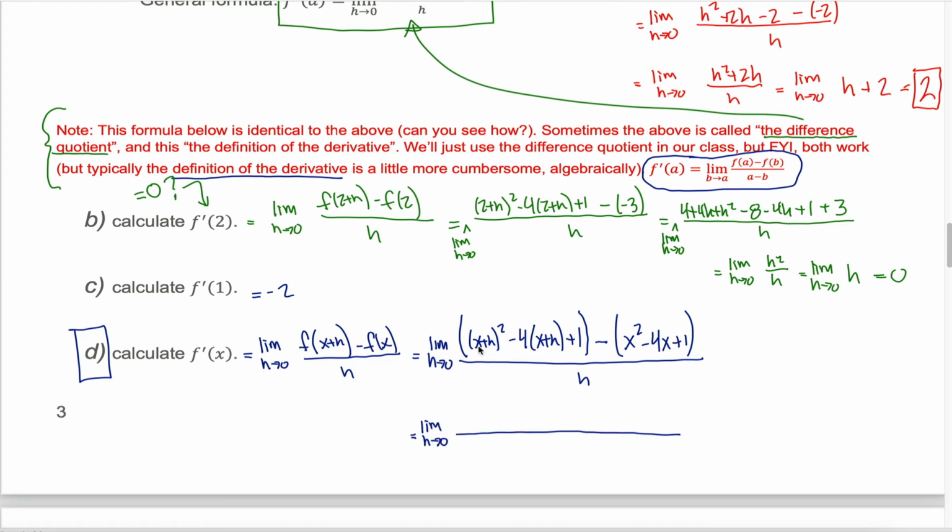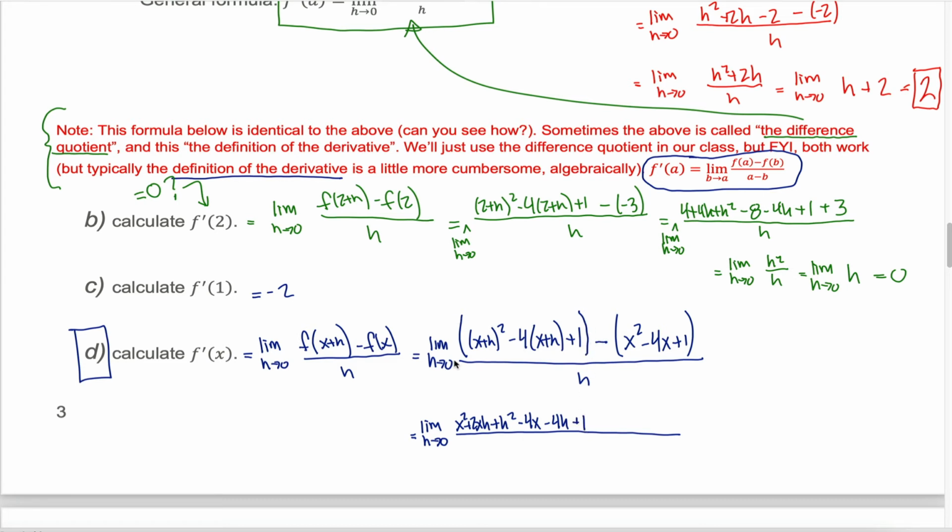Let's do it. (x plus h) squared. Think FOIL. x plus h times x plus h. You'd get x squared plus 2xh plus h squared. Then take this -4 and distribute it through the parentheses. You get -4x minus 4h. Be careful, make sure this is negative. Make sure it's the entire -4 you're distributing through, not just the 4. Then I have this plus 1.